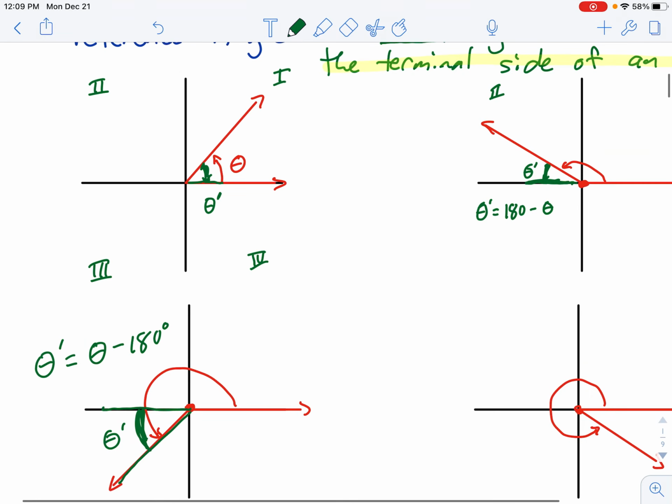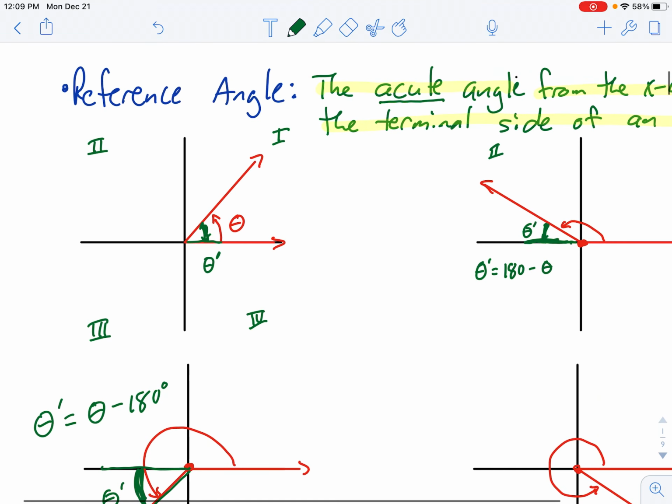Pretty similar. And I didn't really write an equation for scenario 1, but in this scenario, theta prime basically equals theta. They are the same when you're in that quadrant.